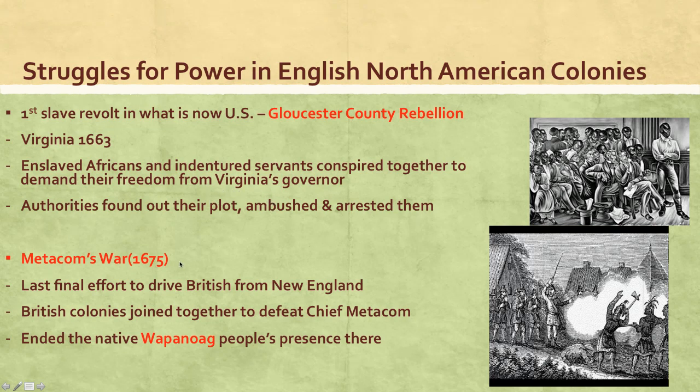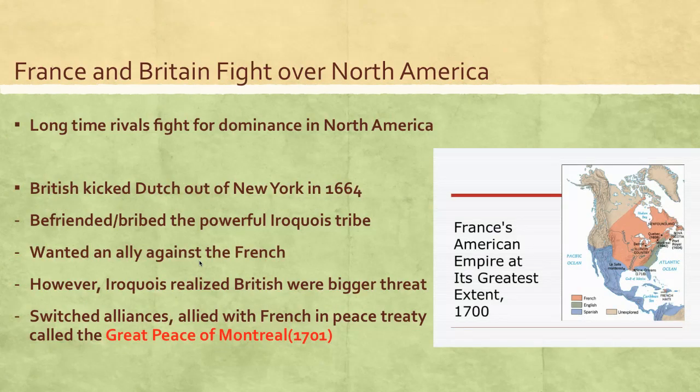And then we have, once again, an indigenous conflict. Metacom's War was the Wampanoag tribe fighting against the British, moving further and further into New England. The British colonies, all of the colonies are going to come together to fight against this Indian revolt, they called it, and they were going to push the Wampanoag people out of their ancestral lands as the British continue to move west into North America.